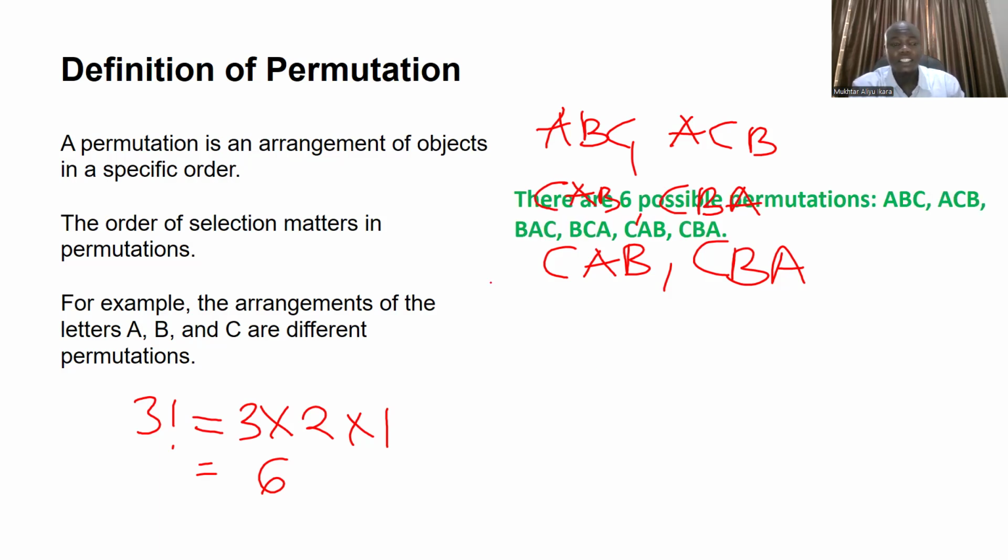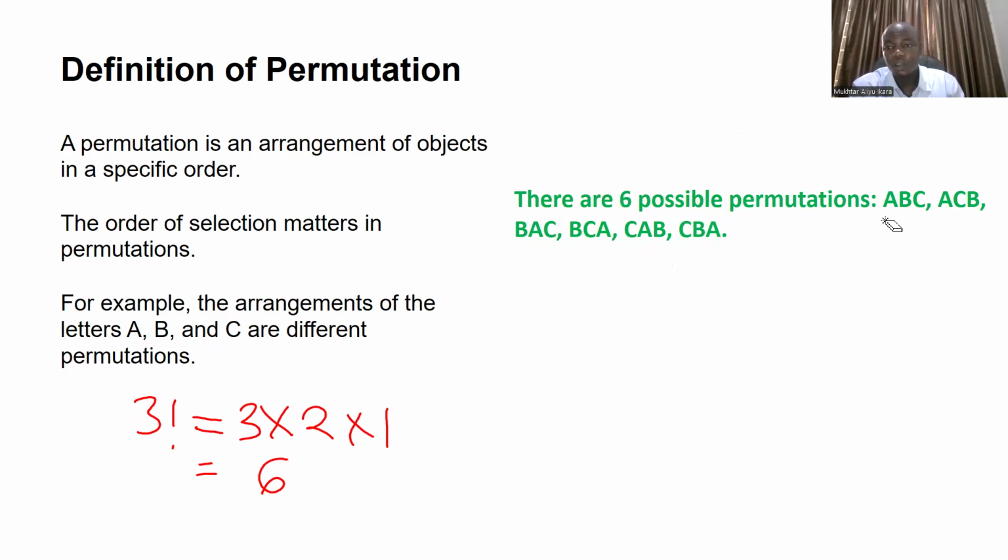You can see clearly here, because I already have it in the PowerPoint, these are the 6 possible arrangements: we have ABC, ACB, BAC, BCA, CAB, and CBA. So these are the 6 possible arrangements of the letters.